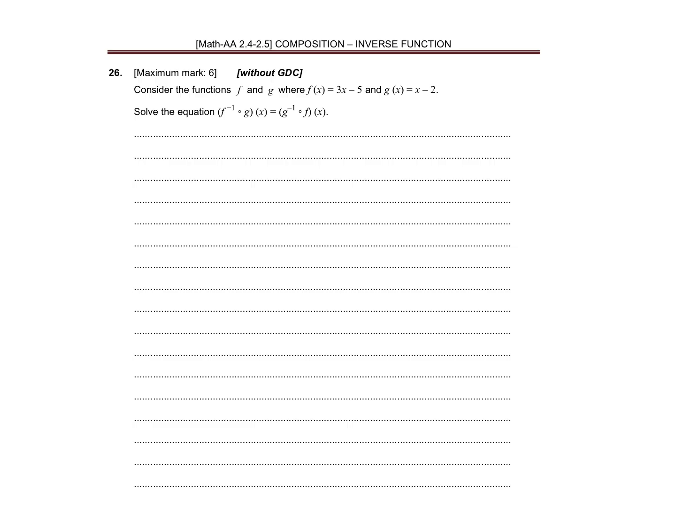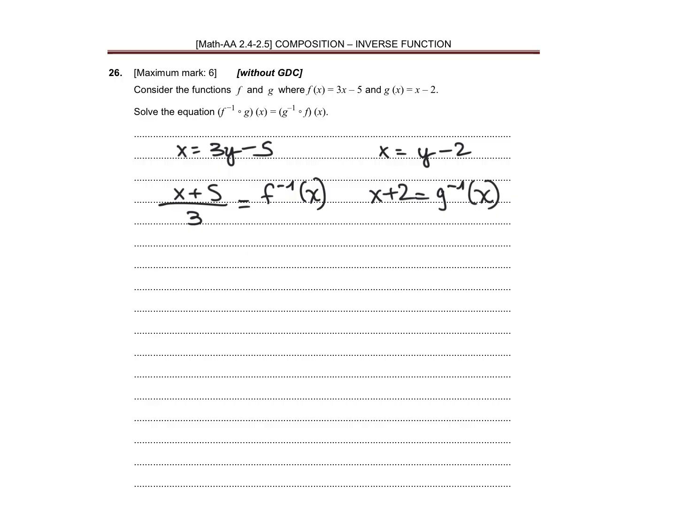Okay, solve the equation. Okay, so let's find the inverse of both of these. So we have x equals 3y minus 5. So x plus 5 over 3 is the inverse of f. And for g, we've got x equals y minus 2. So the inverse of g is x plus 2. And if we have g into the inverse of x, so we're going to have x minus 2 plus 5 over 3 equals f into the inverse of g, so we've got 3x minus 5 plus 2.